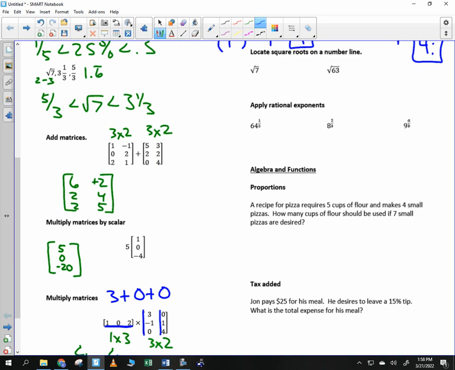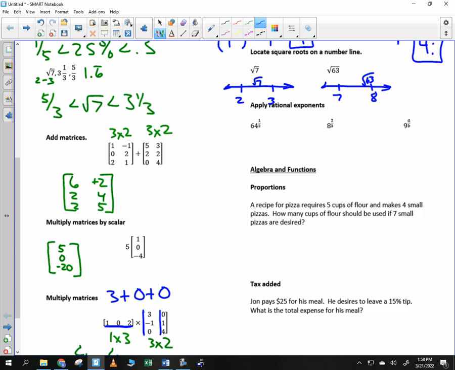Okay, locate these numbers on a number line. Square root of 7 is going to be between which two numbers? 2 and 3, so square root of 7 is going to be somewhere in there. Square root of 63 is going to be between? Yeah, you know the square root of 64 is 8, right? So between 7 and 8, it's going to be really close to 8.